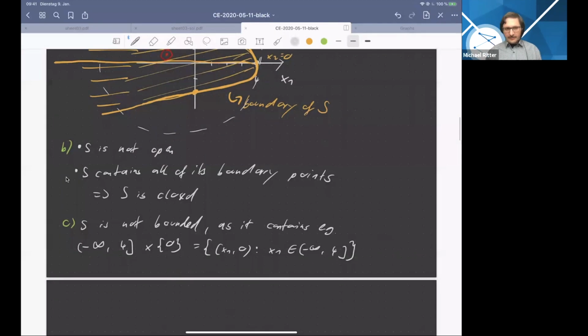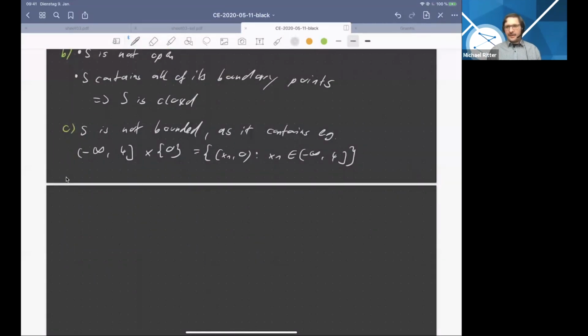And finally, compact. Compact means closed and bounded. S is closed, but it's not bounded, so it cannot be compact. It would have to be both closed and bounded. Okay, so it's not bounded, and that also means S is not compact, as it is not bounded. Okay, that's 3.7. What questions do we have about open sets, bounded sets, closed sets?